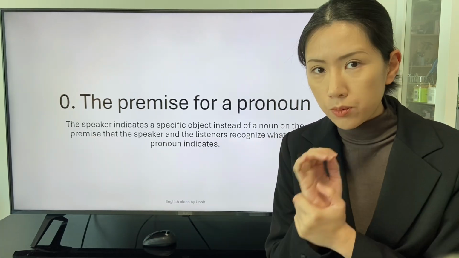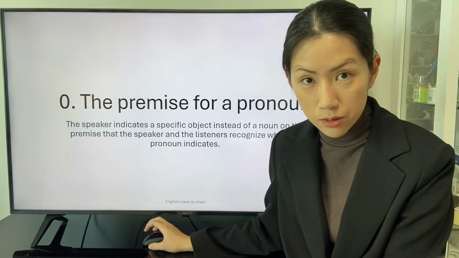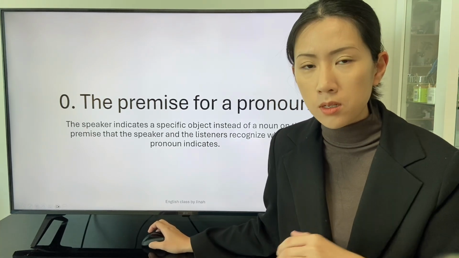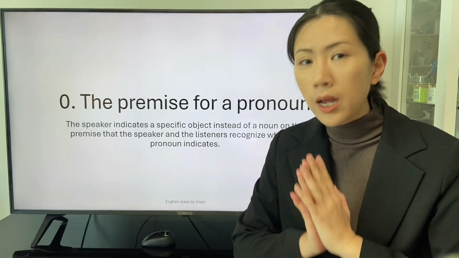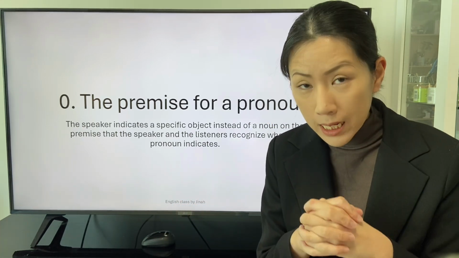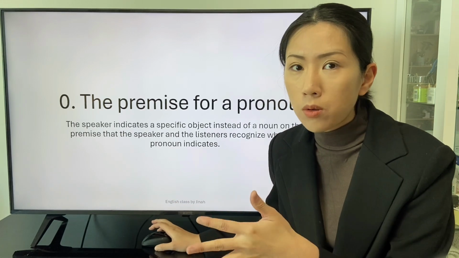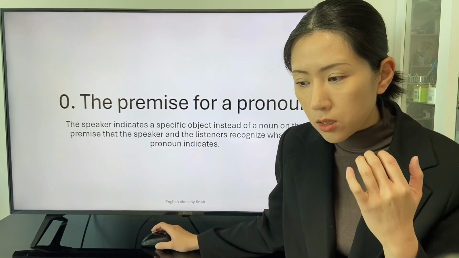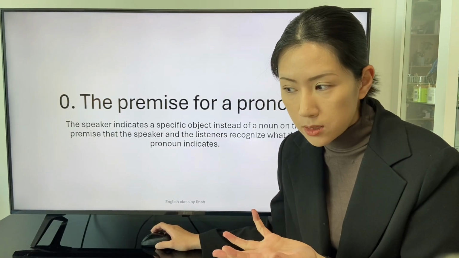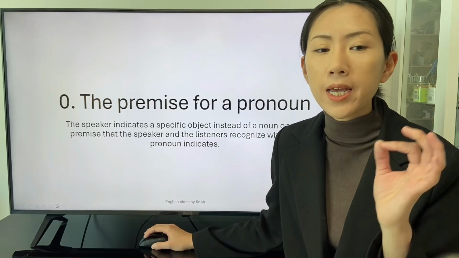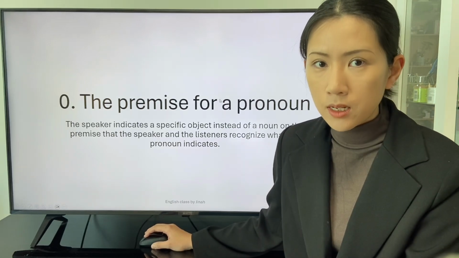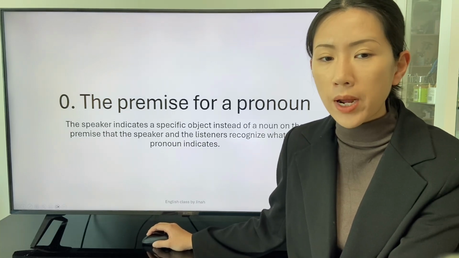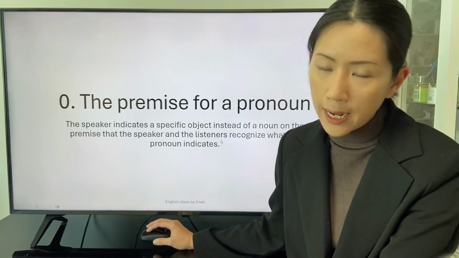There is a premise to apply a pronoun in a clause. A pronoun replaces a noun, and the participants in the conversation between the speaker and the listeners need to know what the pronoun indicates. The pronoun replaces a noun, so the speaker indicates a specific object instead of a noun on the premise that the speaker and the listeners recognize what the pronoun indicates.